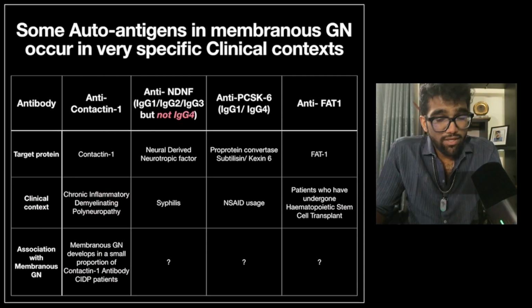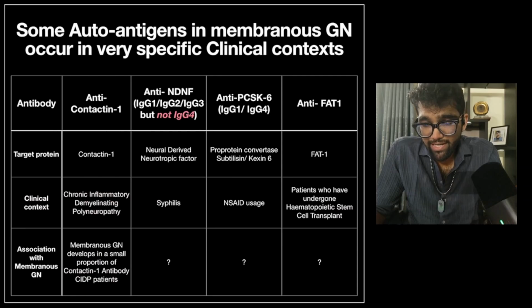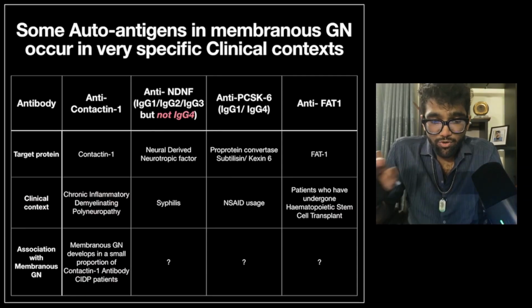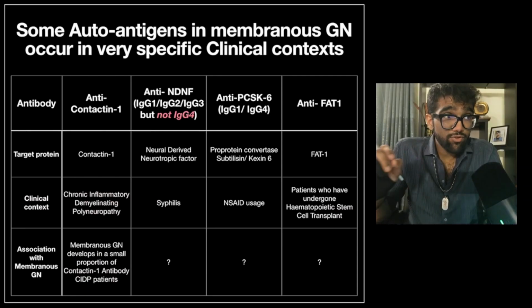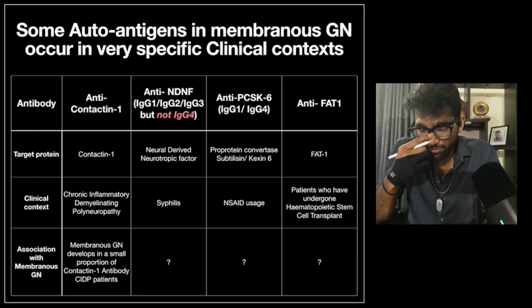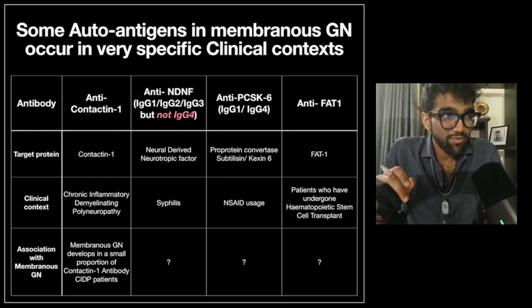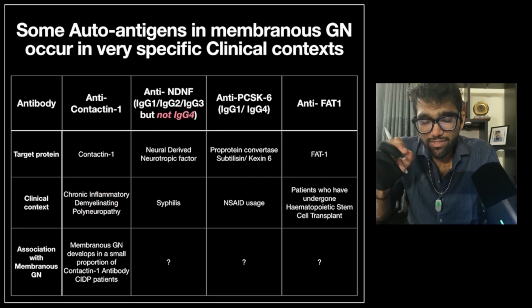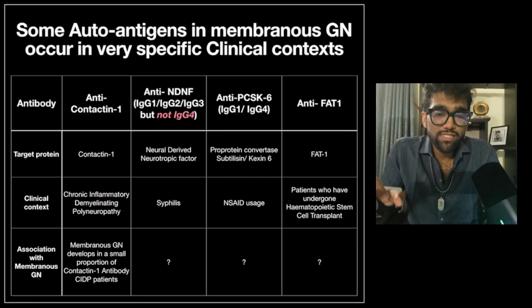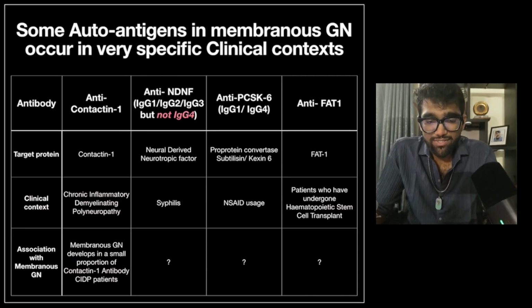Anti-PCSK6 antibodies have been described with NSAID usage. One important thing is neural-derived neurotropic factor in syphilis is not associated with IgG4. Which is a slightly interesting thing, because IgG4 is associated with histological presence of plasma cells, and syphilis is associated with histological presence of plasma cells. But in IgG4, obviously you get IgG4 antibodies. In this, you do not.